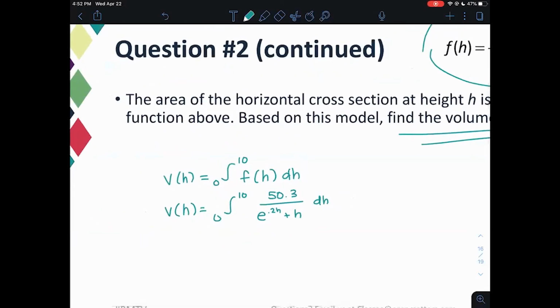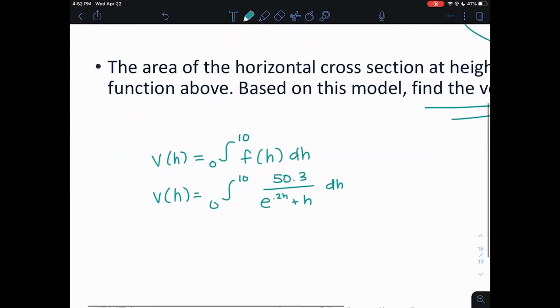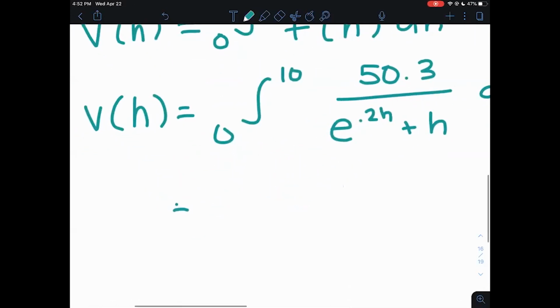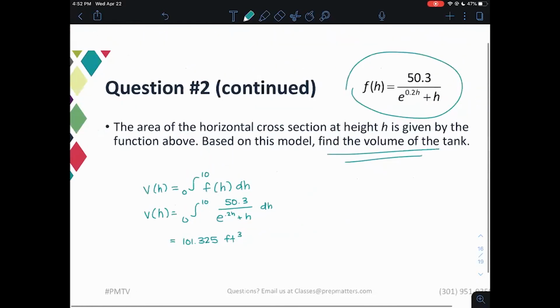That is not something that's easy to integrate. Throw it in a calculator, get your number, and then we have it. Again, this is not a can-you-do-this-over-and-over type question. Most of the free response questions are not. They are, do you understand how to connect all of these pieces, and then can you just quickly do some math. When you do this, if you are super curious and want to know, this gives you 101.325 cubic feet. And now compare that to the estimation that we did and look at how different that is.